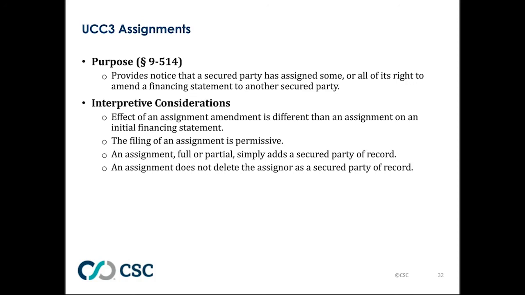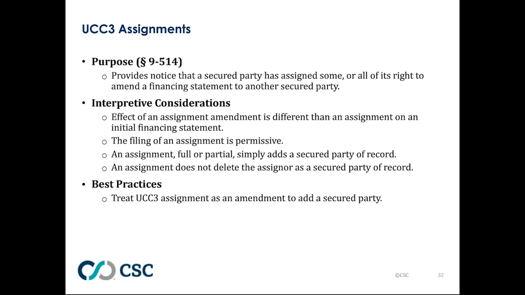There's still a secured party of record. All it does is add the assignee as a secured party of record. So when interpreting these, the best practice is just to treat it the same as an amendment to add a secured party. They have the same effect. Both assignors and assignees should be treated as secured parties of record, and that means they should get notices to which they're entitled and so forth.